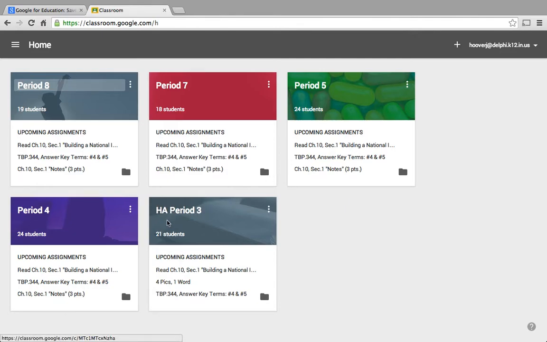This also shows you the 21, the amount of students that are in each class, which could be helpful. And really helpful is the upcoming events. Basically, this is my view here, reading and doing textbook pages and some notes. So let's go ahead and dive into one.